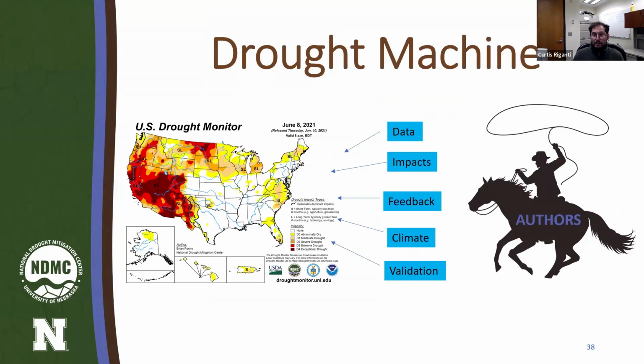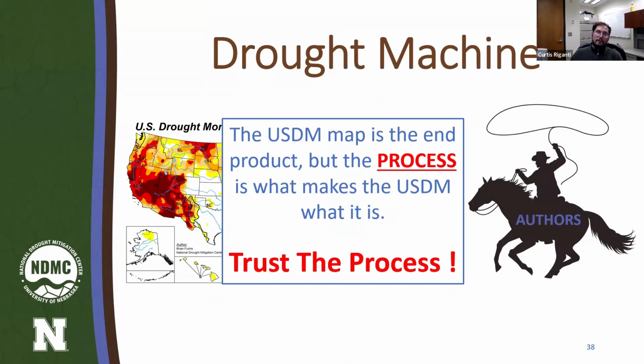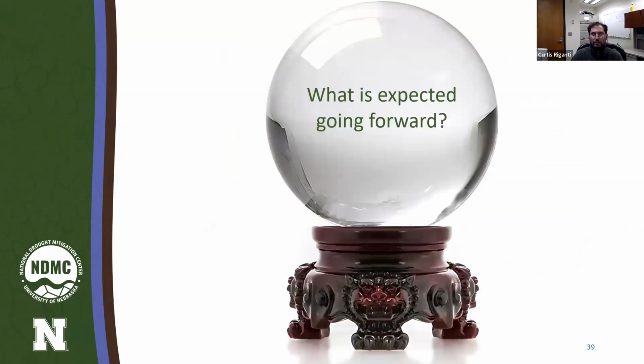Again, in order to make this process work, we really need all the physical data, the impact information, feedback from folks, then climate information and validation from people to have different authors pull in this information to make the map a successful product. And rather than looking at the end product, trust the process. When we're making the USDM, all of us authors try to share the same methodology, which is one of the things that makes the US Drought Monitor process strong, is again, we're following the same methodology week to week, author to author.